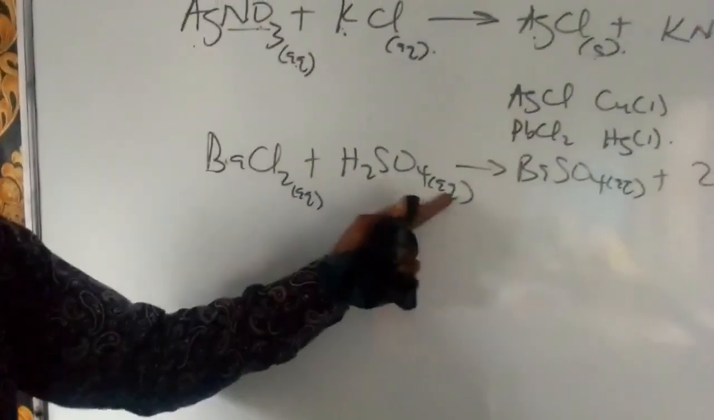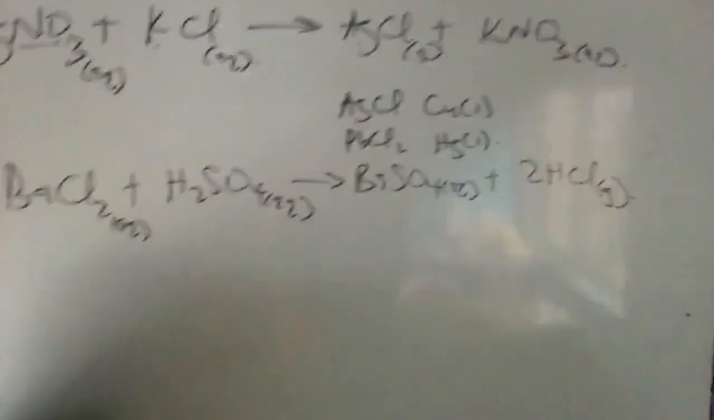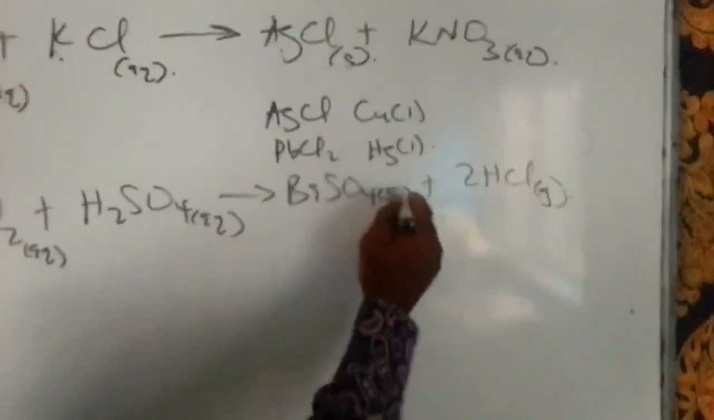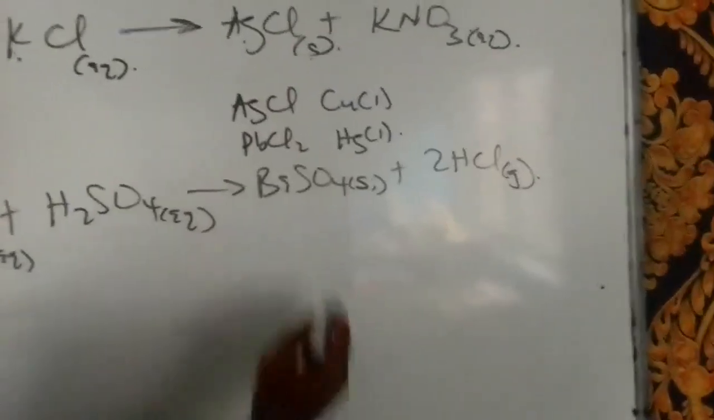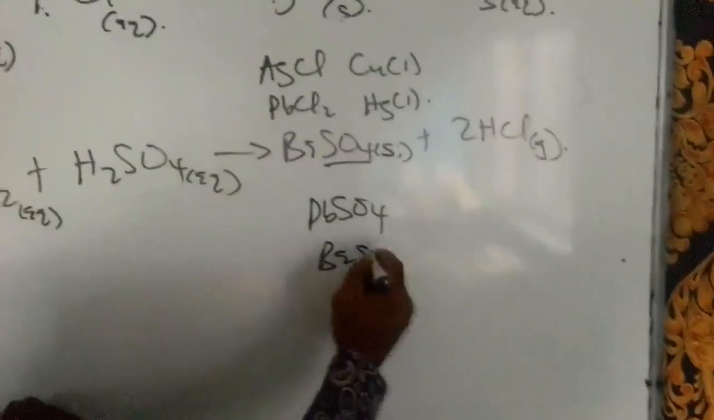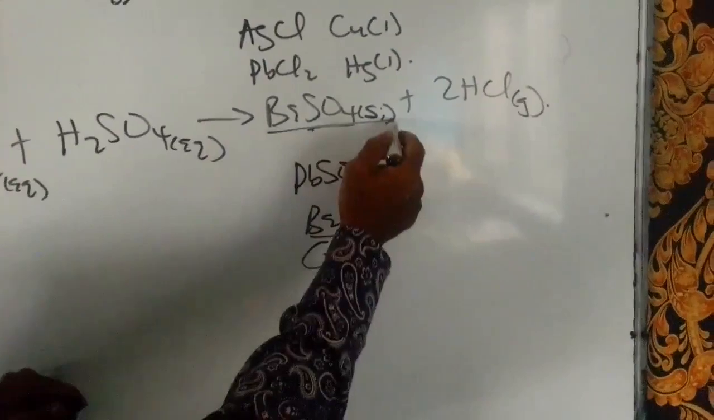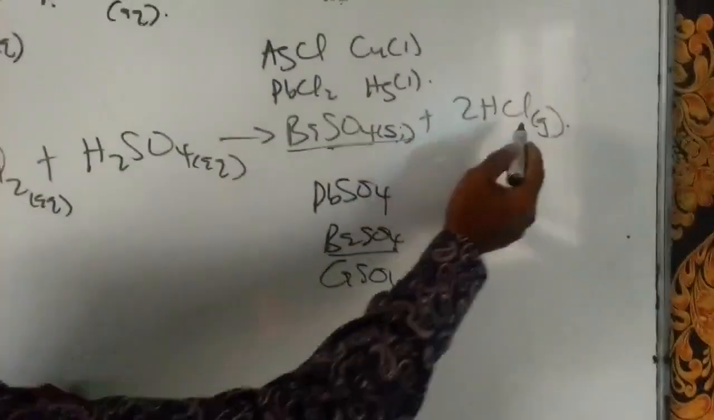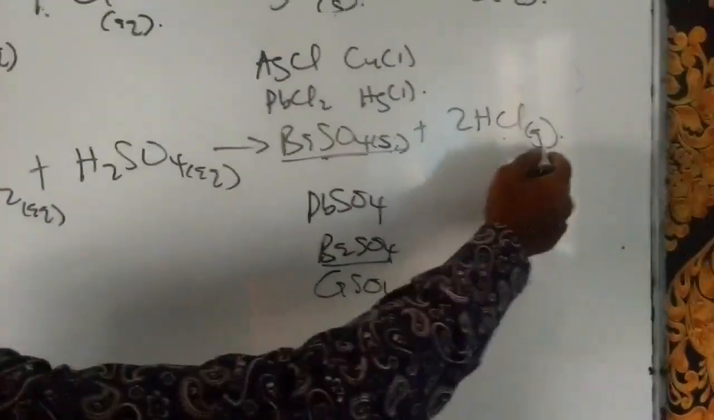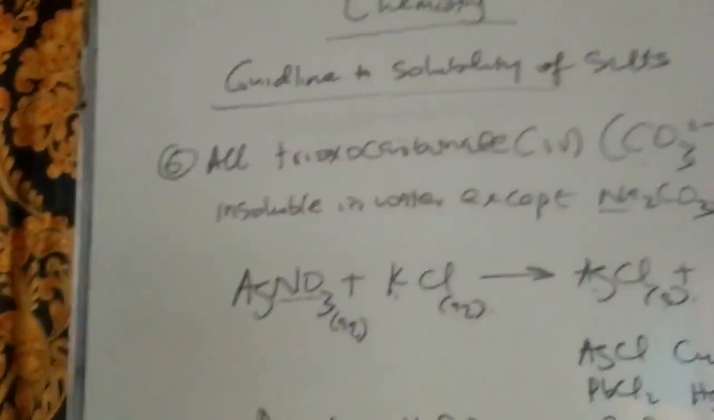Acids are soluble in water. This is an acid. Then this one is solid, not aqueous. I told you that all sulfates are soluble in water except lead sulfate, barium sulfate, calcium sulfate. So this is among the insoluble sulfates. That's why you have solid here. There is an acid, which will be aqueous or volatile, gaseous. So these are examples of double decomposition reactions.